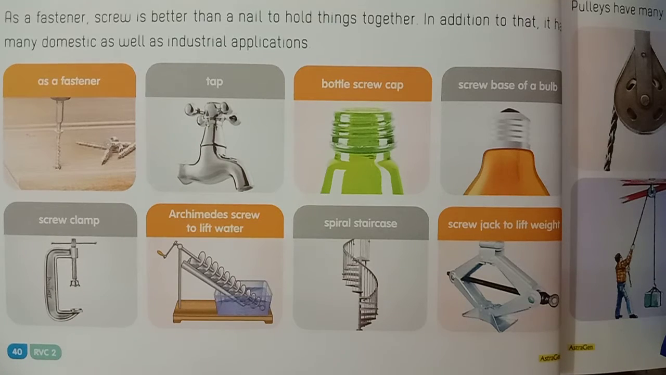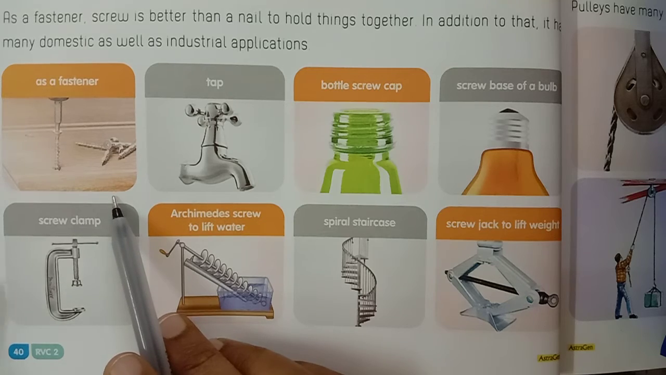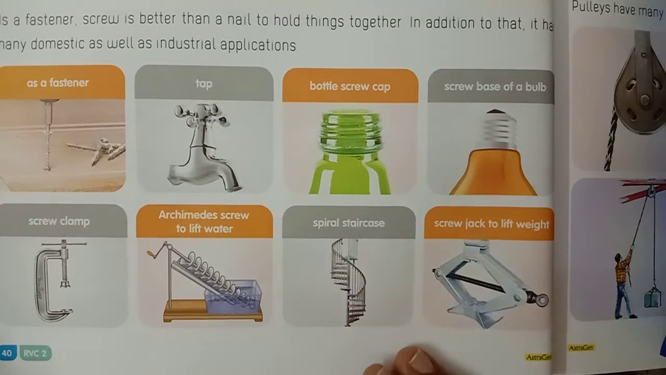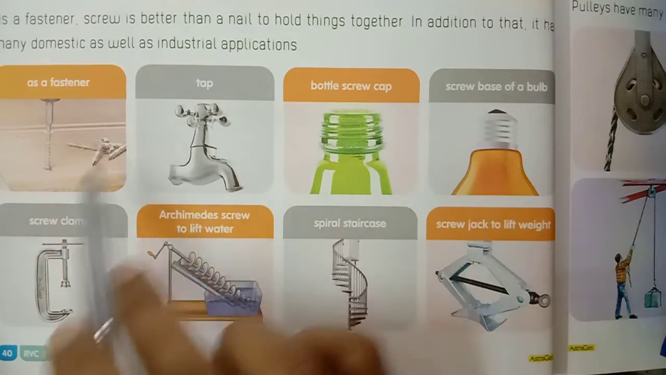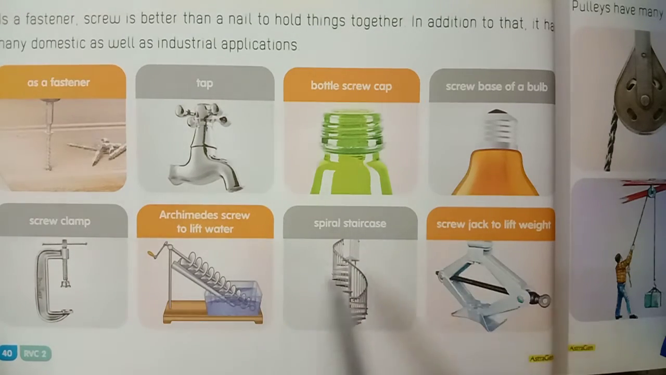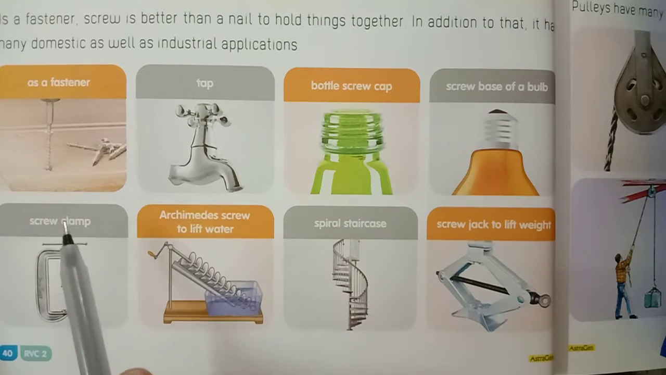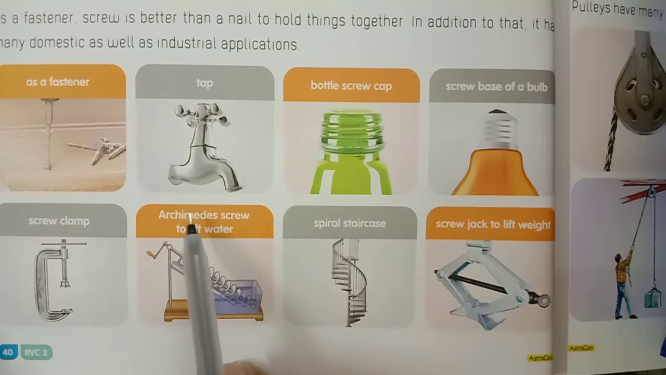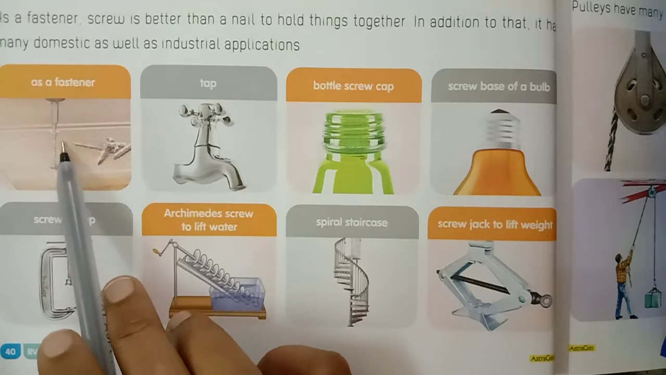As a fastener, a screw is better than a nail to hold things together. In addition to that, it has many domestic as well as industrial applications. See here, children, as a fastener.